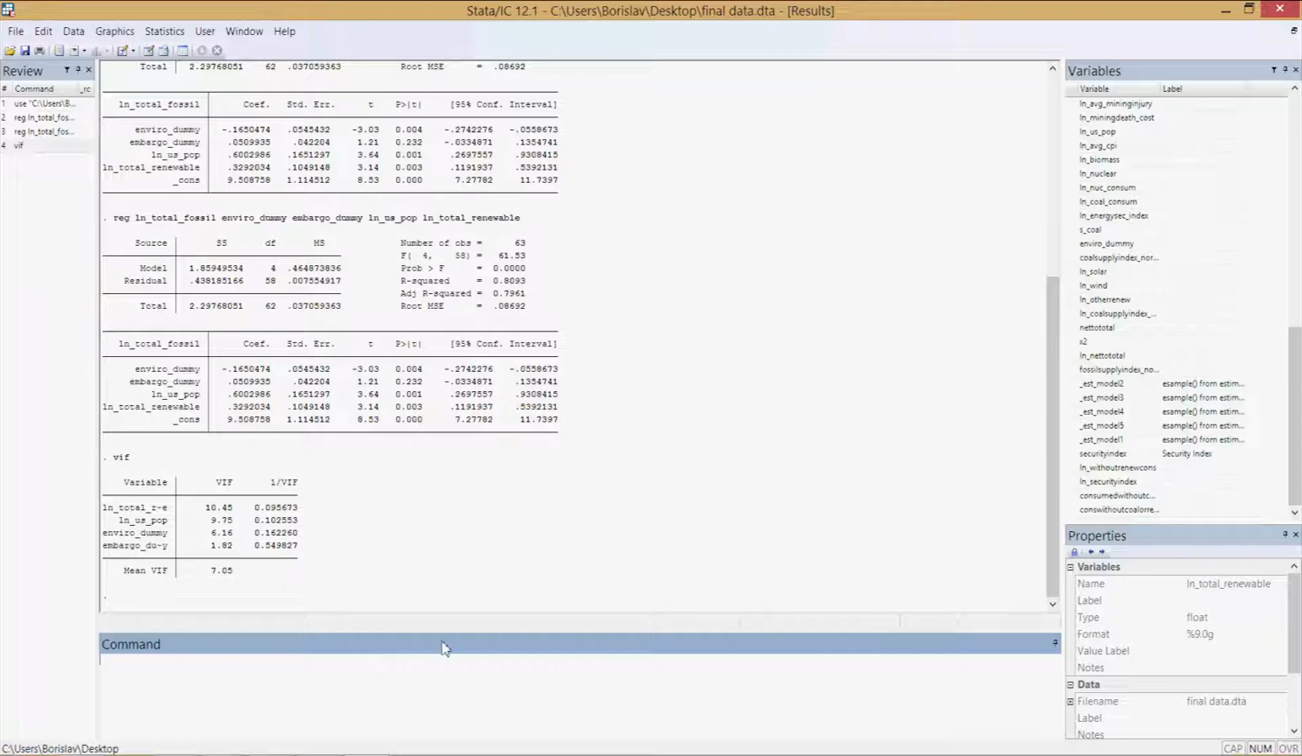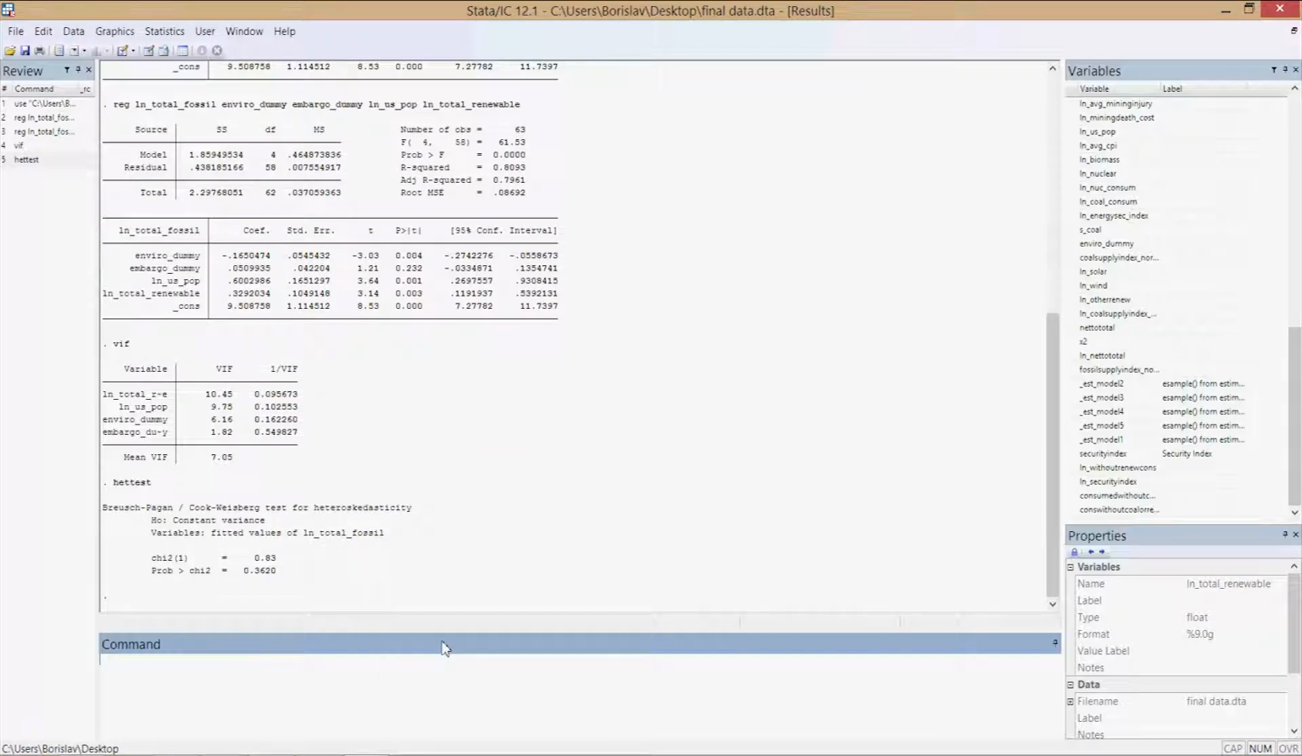So let's check our heteroscedasticity. We type in hettest. Okay, it looks good. We cannot reject our null hypothesis that there is constant variance, so we have no heteroscedasticity. Probability is 0.36. If this was anywhere within the statistical significance levels of 0.1, 0.05, or 0.01, we'd have something to worry about, but this looks good.